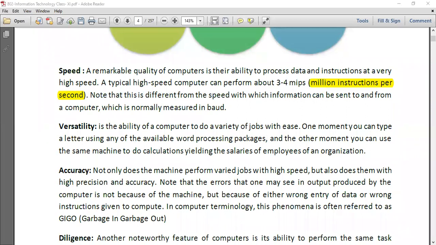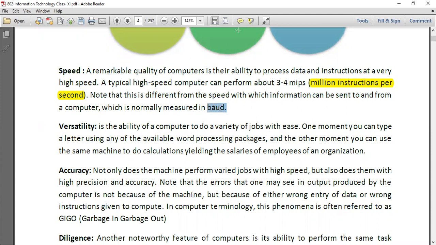Right? Millions of instructions per second. So for example, the speed of the computer, if you say it is 3 MIPS, मतलब कि वो 3 million instructions एक second में process कर सकता है. Right? So the speed of the systems or computers, we can say that is very high.